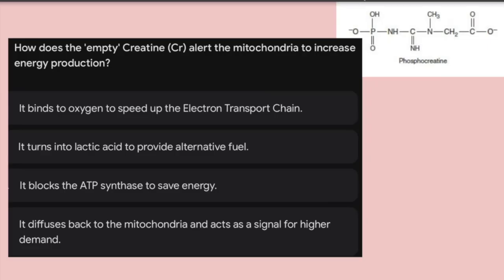Exactly. Excellent, Abdullah. Okay, next. It diffuses back, as I said, and basically takes a phosphate and gives it to the ADP.